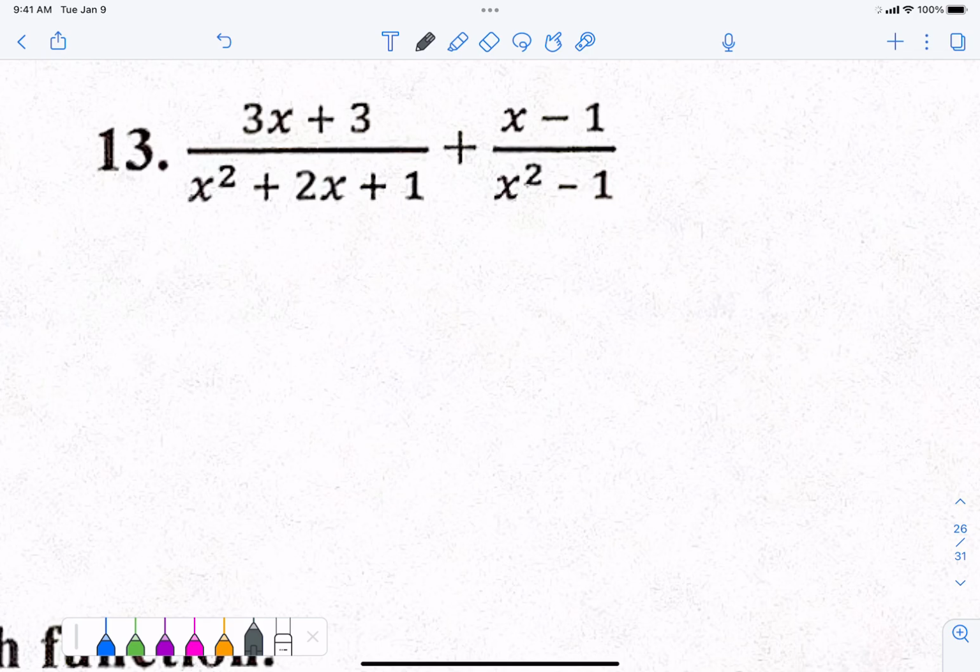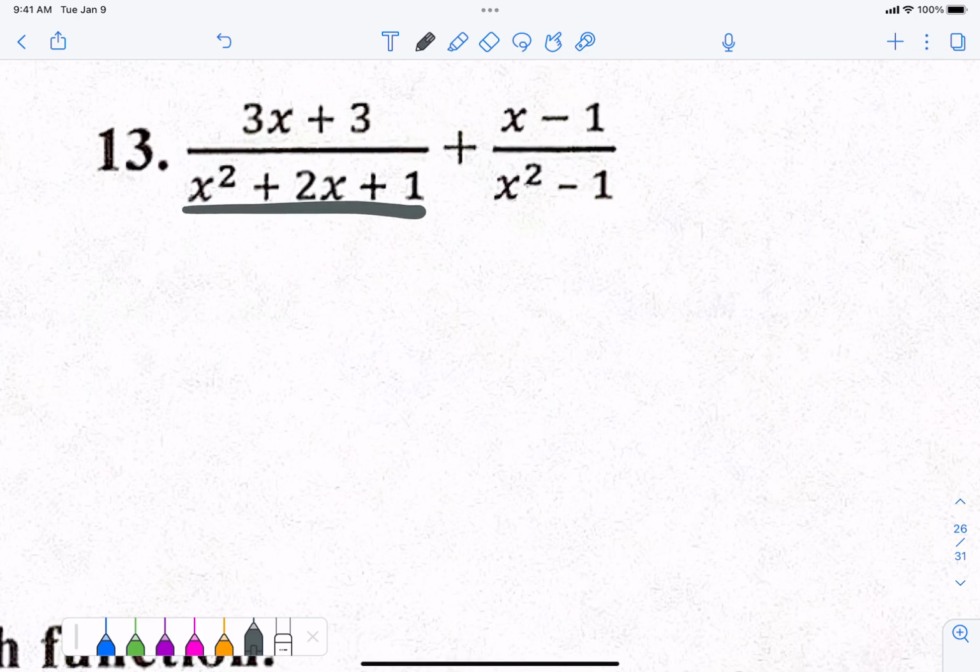Don't get ahead of me on this problem because they were really mean to you. I won't be this mean to you. Actually, it comes out really nice, but they were really mean to you. So let's break it down. This bottom is trapped, right? We're adding, so we have to find a common denominator, but these are trapped.